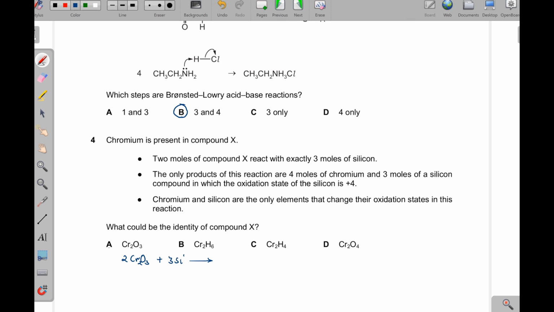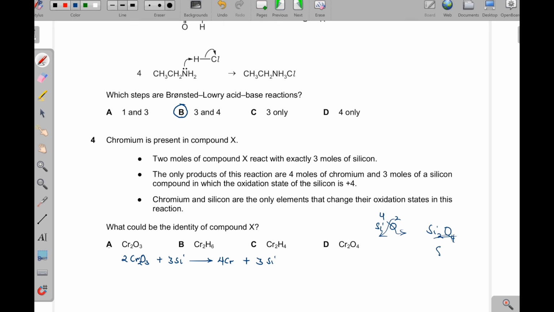What do you get here? The only products are 4 moles of chromium and then 3 moles of a silicon compound in the oxidation state of 4. So 4 moles of chromium, plus, what do we get? The other one is 3 moles of silicon compound. Then the silicon compound is going to be with oxidation state 4. So silicon 4, oxygen is 2. So what will you have? Silicon 4 oxide. So you have a 2 here and then a 4 here.